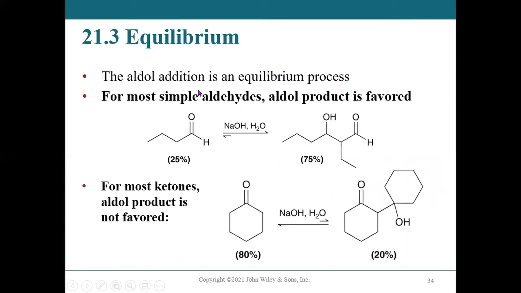The aldol addition is an equilibrium process for most simple aldehydes. The aldol product is favored, and here is another aldehyde on the basic condition. It favors the aldol addition. You can think of a similar process for most ketones, but the aldol product is not favored.